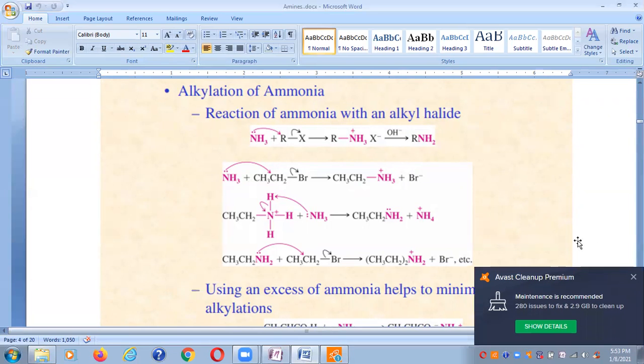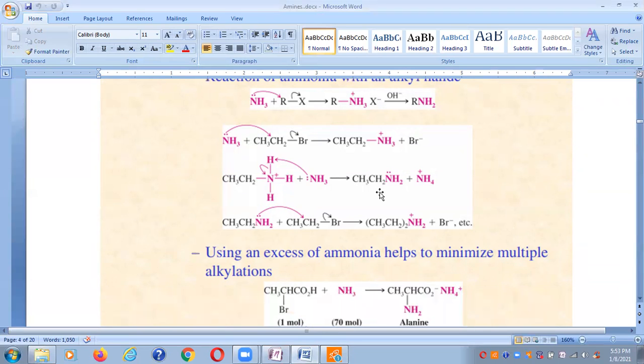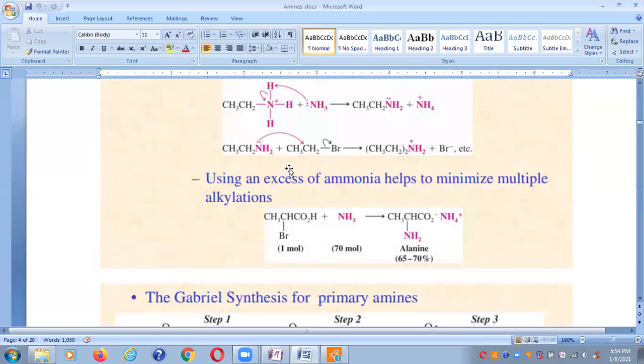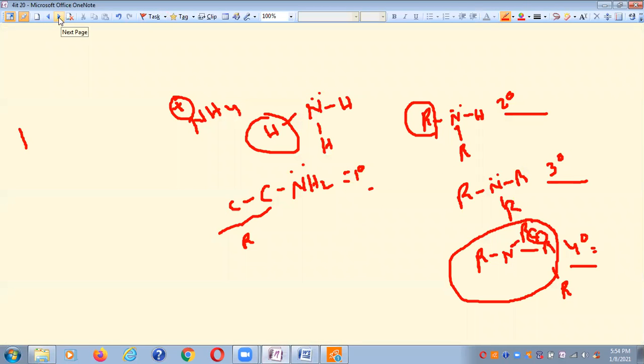Okay, so here instead of the alkyl part he has taken ethyl bromide. So whenever ethyl bromide is treated with ammonia, we get ethyl amine. Okay. So this is mono alkylation. Using an excess of ammonia helps to minimize multiple alkylation. For example, I will show you what he wants to tell you: multiple alkylation means when the ammonia lone pair of electrons reacts with the alkyl part, what happens?